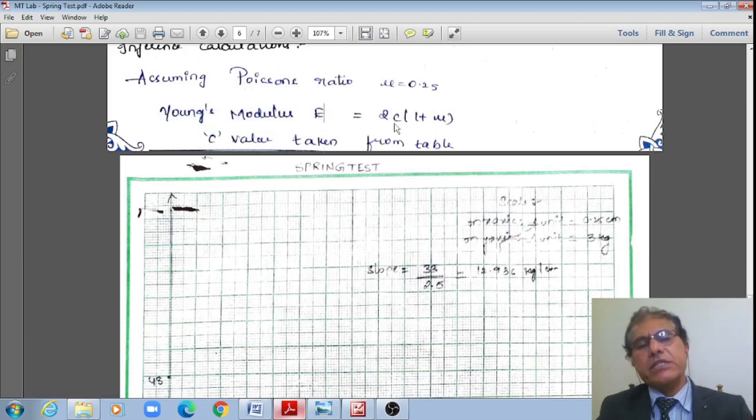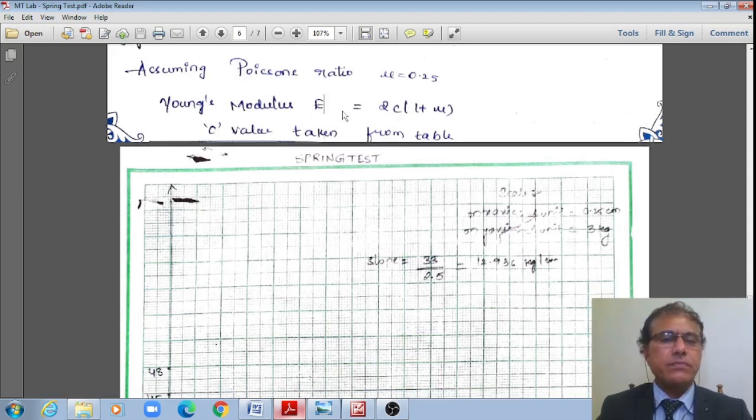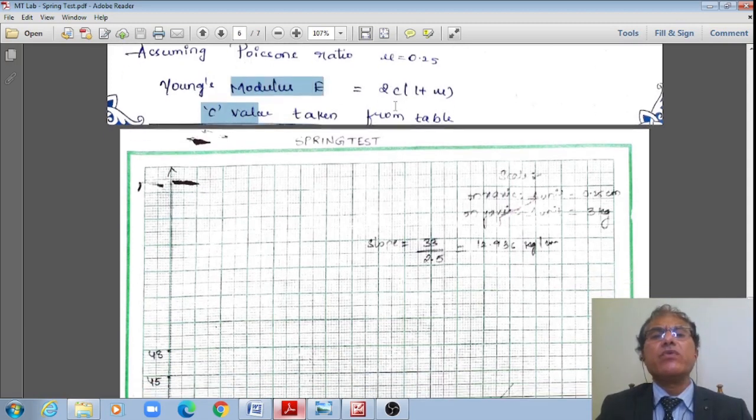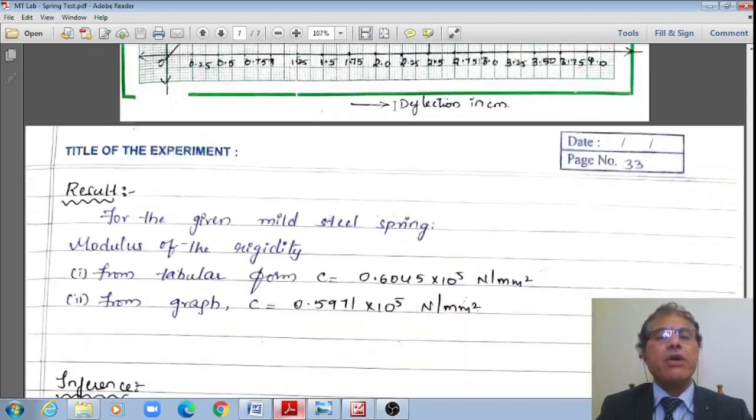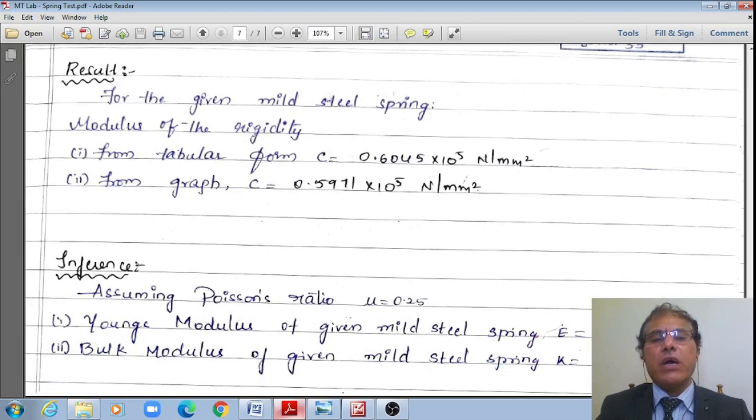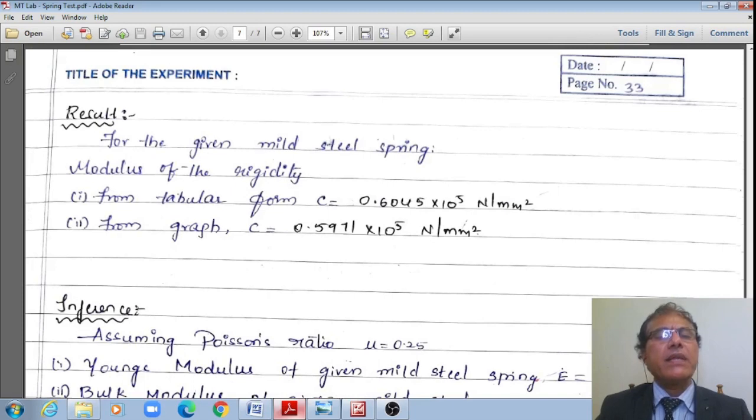The second relationship is that we also know the relation between Young's modulus and bulk modulus, that E is equal to 3K into 1 minus 2 nu. Once you get this E value, now you substitute that in that equation so that you can calculate the bulk modulus also. Therefore, now I just obtained those results, right? Now let me write the results. Therefore, these are the results for the given mild steel specimen.